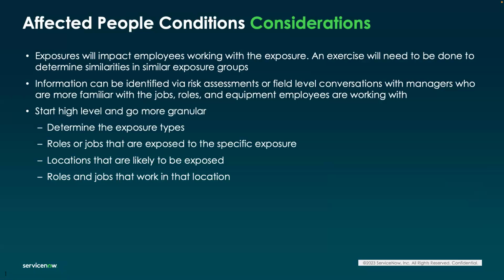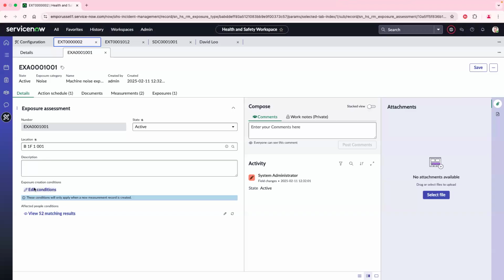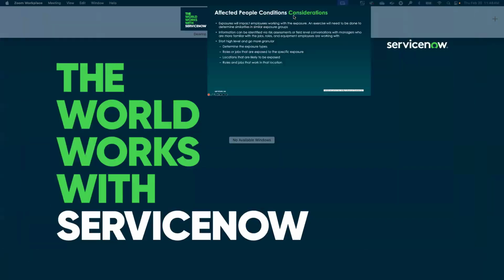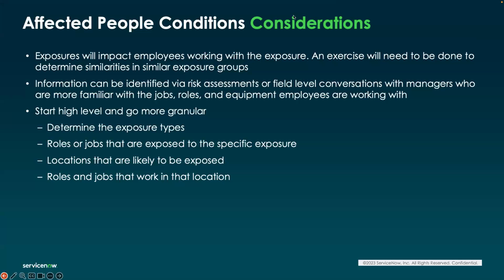Now, when we were walking through our exposure management assessment, or our exposure assessment here, and I'll pull this up so you can see exactly, if we're following along in your instance, we have our exposure creation conditions and our affected people conditions. Some considerations here: exposures are going to impact employees that work with the exposure. If you are not working with it, then you're not going to be in that impacted group. So you will need to do an exercise to determine the similarities in exposure groups. The more similarities you can find, the easier it is to build within that condition builder.